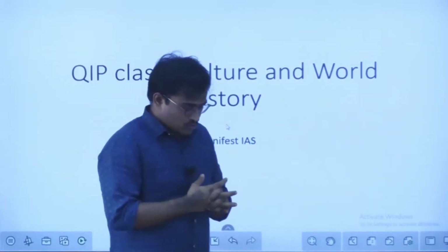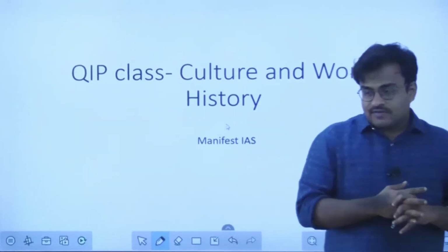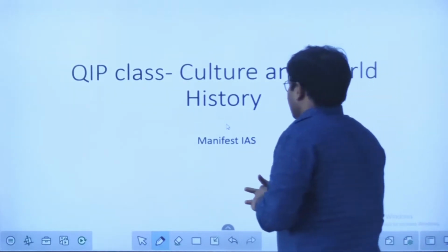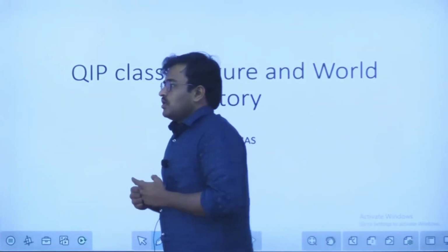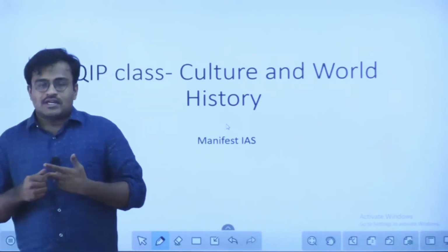So, the quality improvement class for culture and world history. I think this is the first in the series of quality improvement classes, right? Was there any other quality improvement class before? Ethics was there. Okay. Ethics was done, and now we are moving to culture and world history.